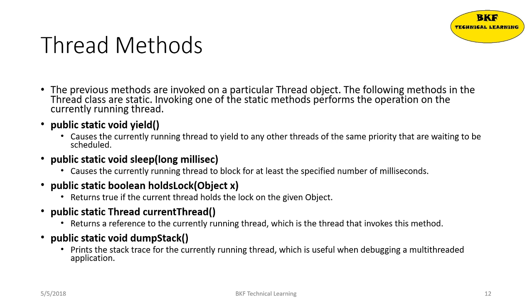HoldsLock method, which takes an object parameter, returns true if the current thread holds the lock on the given object. Then we have currentThread method, which returns a reference to the currently running thread, which is the thread that invokes this method. Then we have dumpStack method, which prints the stack trace for the currently running thread, which is useful when debugging a multi-threaded application.